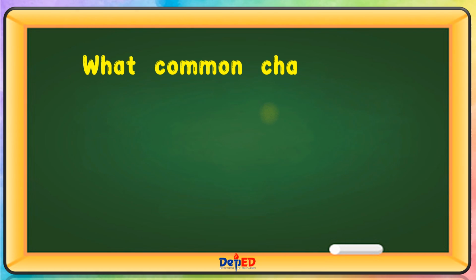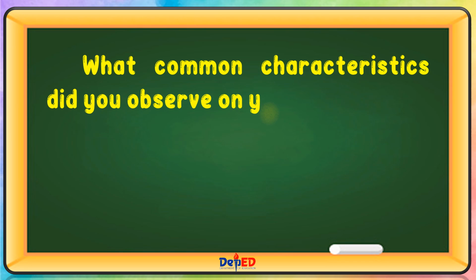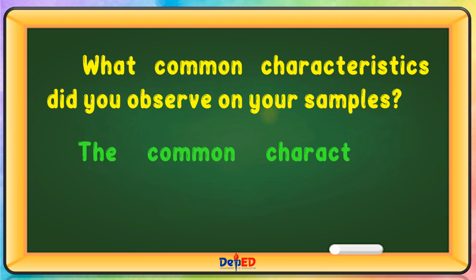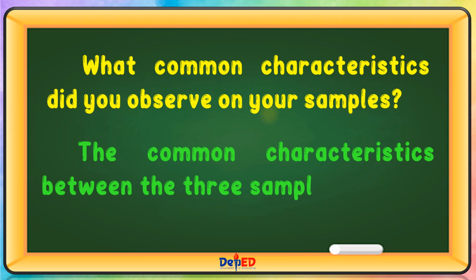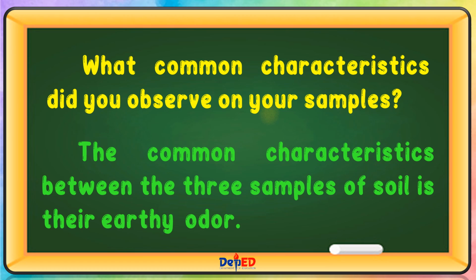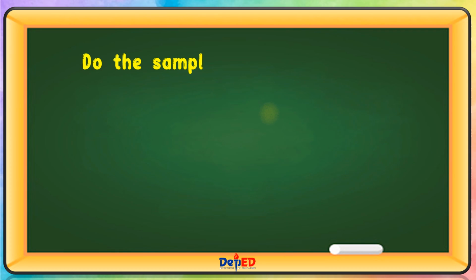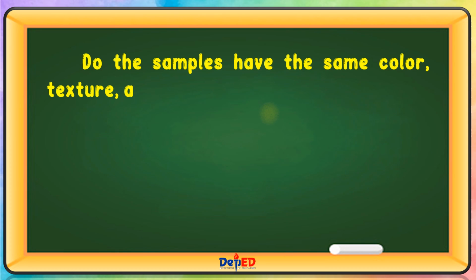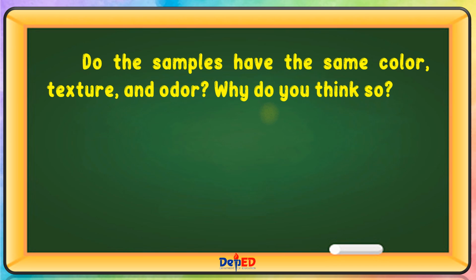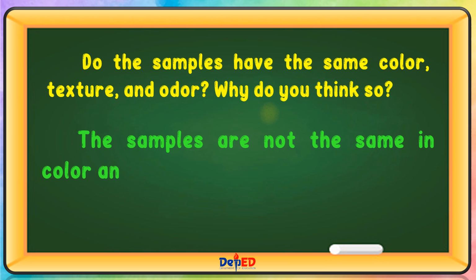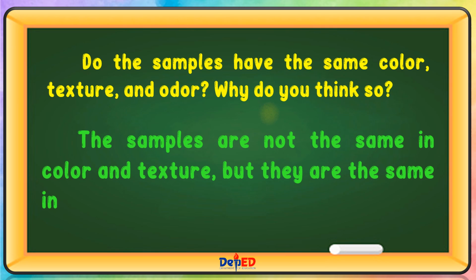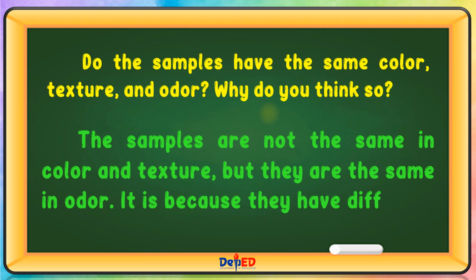What common characteristics did you observe on your samples? The common characteristic between the three samples of soil is their earthy odor. Do the samples have the same color, texture, and odor? Why do you think so? The samples are not the same in color and texture, but they are the same in odor. It is because they have different characteristics.